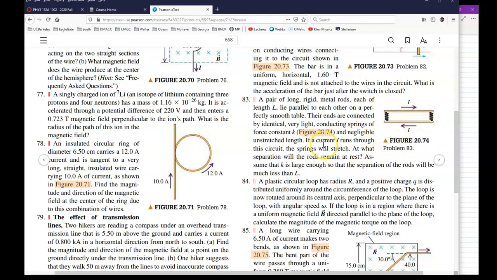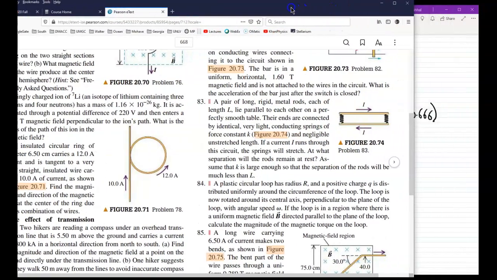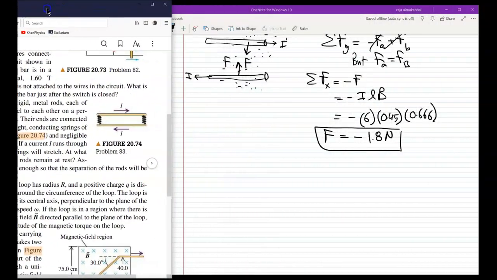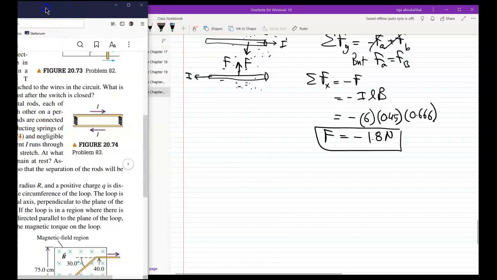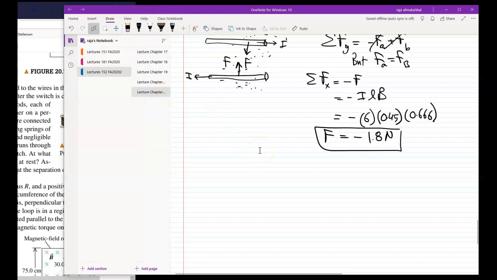If the current I runs through this circuit, the springs will stretch. At what separation will the rod remain at rest? Assume that K is large enough so that the separation of the rod will be much less than L. Okay, so basically it will create a force because of Ampere's law. And let me make a drawing for you. What you have in here, try to move it to the side. No way around it. Oh well. Okay.